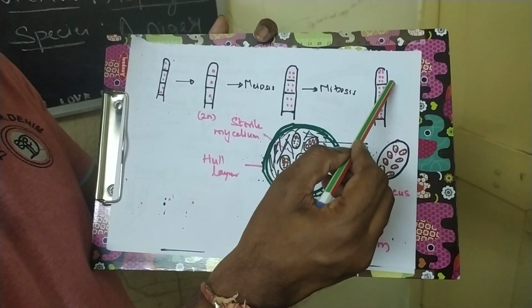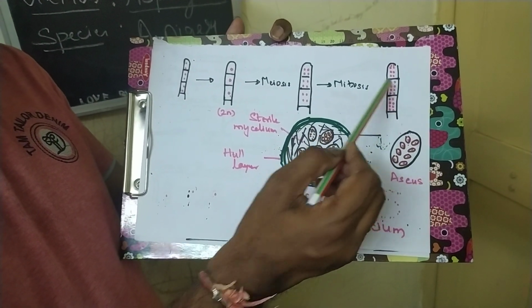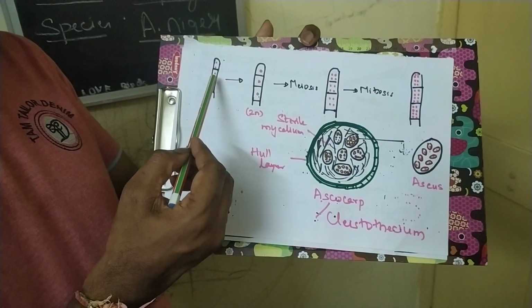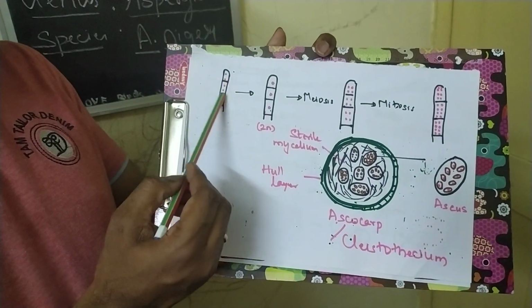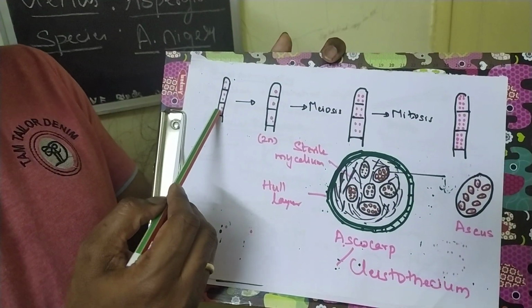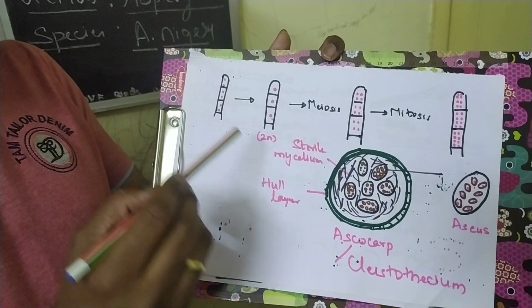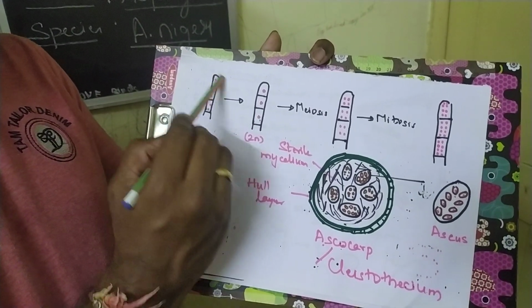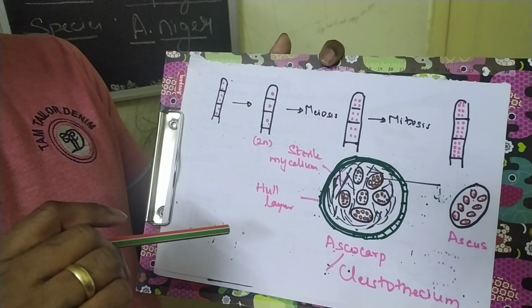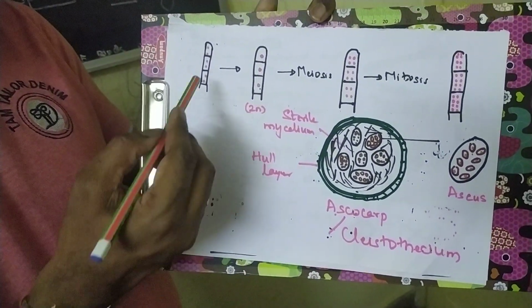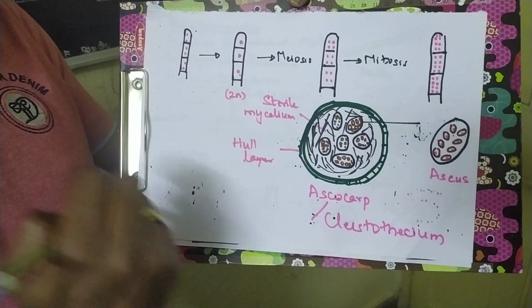Every cell of this will become an ascus. We call this particular cell a dikaryotic cell. Can you guess what is the meaning of that? Dikaryotic means 2 nuclei are there in each cell. This concept is called dikaryotization. What is dikaryotization? Formation of the ascogonial helix with each cell having 2 nuclei.